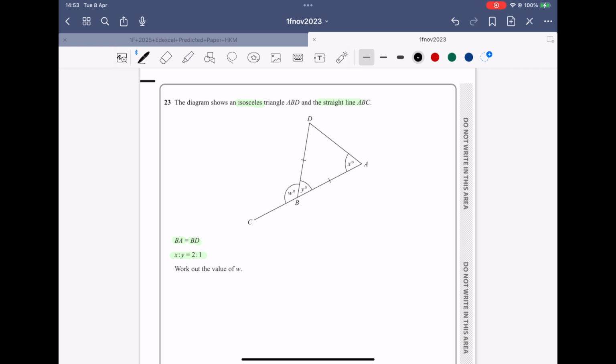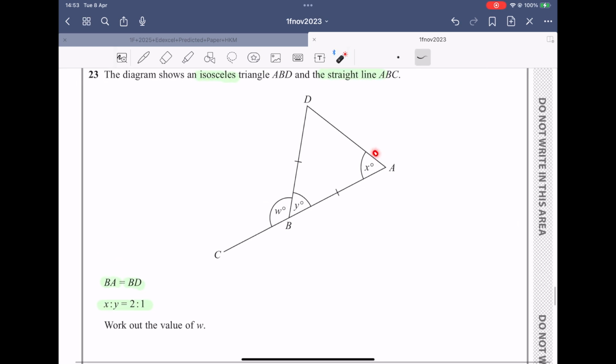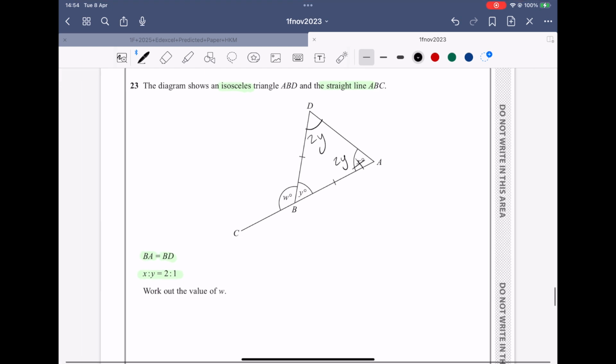Because this angle here is double this. Instead of calling this x, let's call it what it is. It's 2 lots of y. Which means this one, because it's an isosceles, this angle and this angle are the same. So this is also 2 lots of y, right? So we have a triangle here. We know how many degrees in a triangle. There's 180 degrees in a triangle, right?